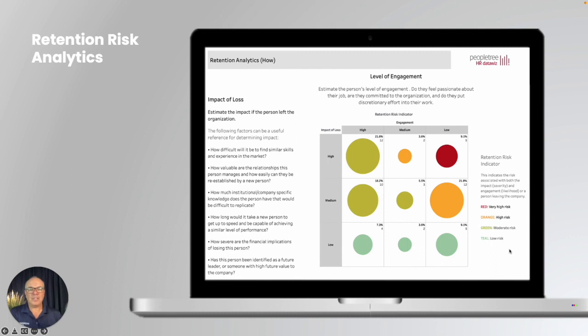The second data point is level of engagement. There's plenty of research to prove that higher levels of engagement reduce turnover. Ideally, you need data at an individual level. Often this is not available because your engagement surveys are often anonymous and refer to group data. But even a manager's perception can be a useful starting point if you ask this question.